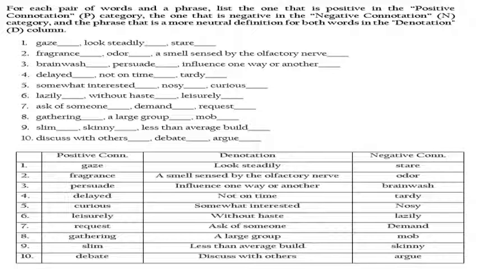Gathering, a large group, mob. A large group is denotation. Gathering together to have fun, so it's positive. Mob, it's negative. Slim, skinny, less than average build. Less than average build is denotation. Skinny, it's negative because it's badly used when someone is very, very thin. Maybe he has a disease sometimes. Slim, okay, it's positive.